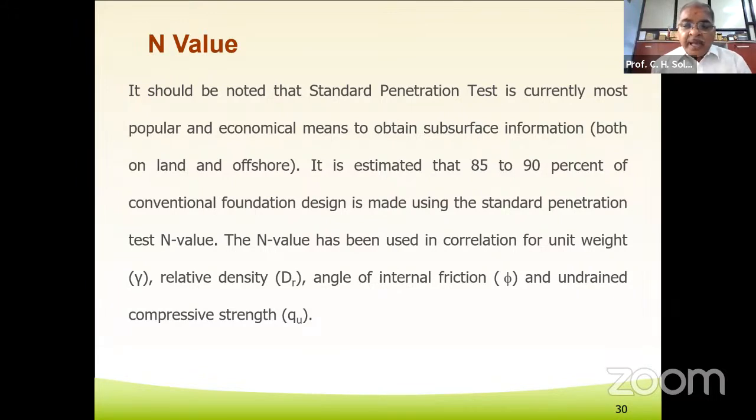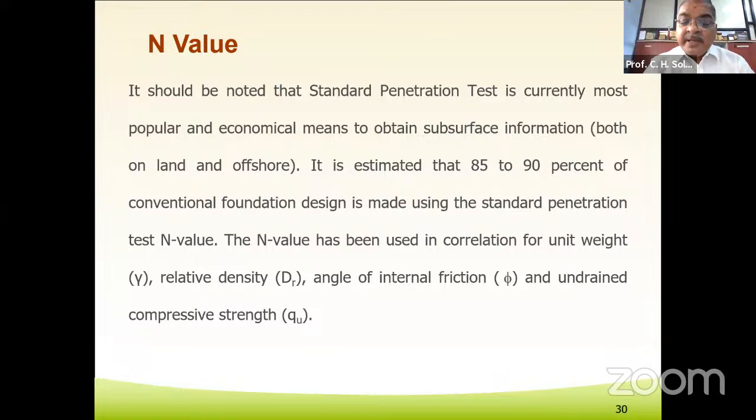The N value, which we find by conducting the SPT test. It should be noted that the standard penetration test is currently the most important, popular and economical means of obtaining subsurface information, both on land and offshore. It is estimated that 85 to 90% of conventional foundation design is made using the standard penetration test N value.